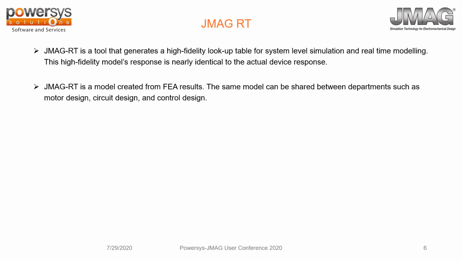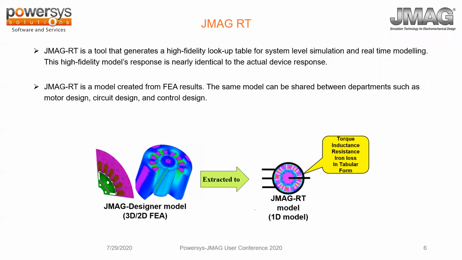Jmag has a toolchain called Jmag Rt. What is Jmag Rt again? Jmag Rt is a tool that generates a high fidelity lookup table for system level simulations and real-time modeling. When I say high fidelity, what it actually represents is that it's more identical to the actual device response. Jmag Rt is a model that is created from FEA results, which means the same model can be used and shared between departments such as motor design, circuit design, and control design. So typically, information like torque, inductance, resistance, and iron loss are available in a tabular format, which is a 1D model that is extracted from either a 2D or 3D FEA model.